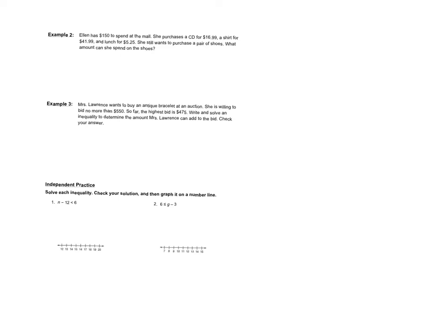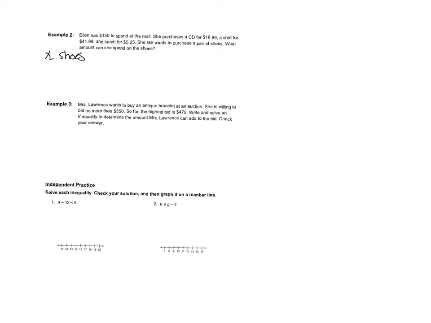Example 2, Ellen has $150 to spend at the mall. Okay, so her total amount is $150. She purchases a CD for $16.99, a shirt for $41.99, and a lunch for $5.25. She still wants to purchase a pair of shoes. What amount could you spend on the shoes? So the first thing I want to think about is my variable, which is the shoes. It's going to be X.